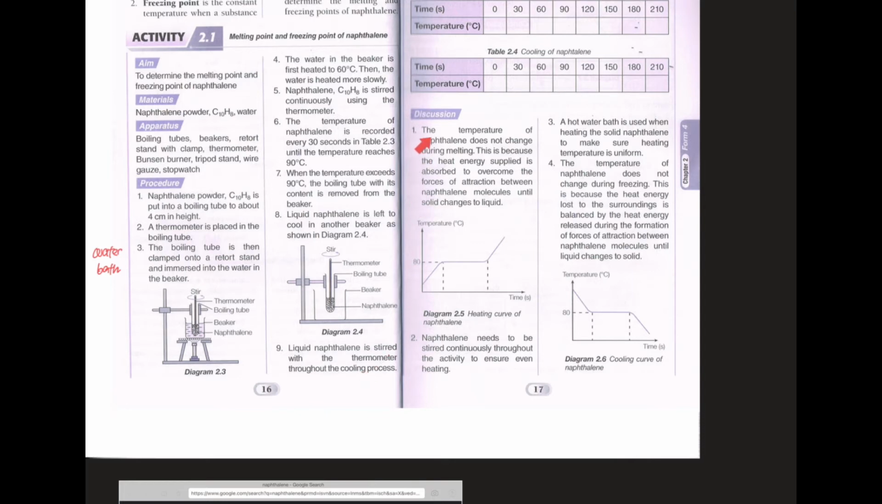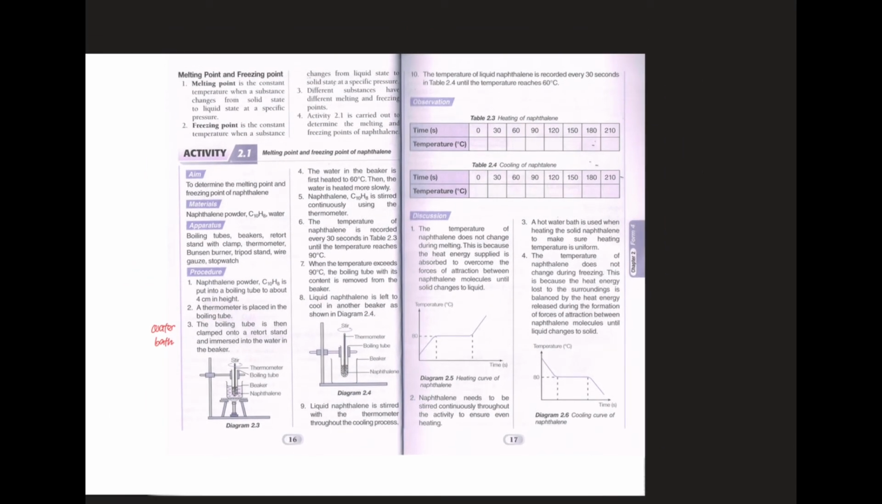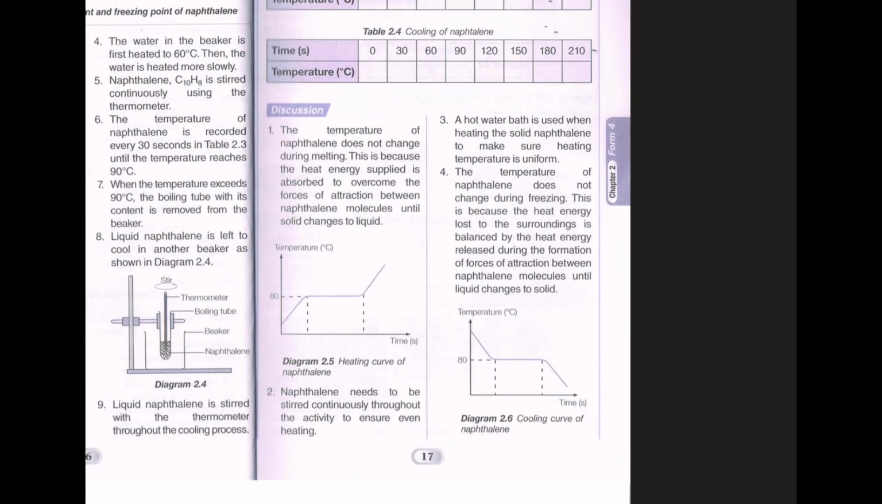Now let's see the discussion here. Oh, one more point up here. The temperature of liquid naphthalene is recorded every 30 seconds in table 2.4 until the temperature reaches 60 degrees Celsius. So basically we are doing this from 60 to 90, then 90 back to 60. Now let's see the discussion here. So discussion is explaining why something like this happens. So now you see the explanation.